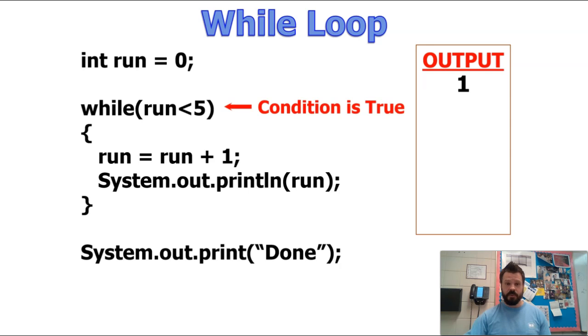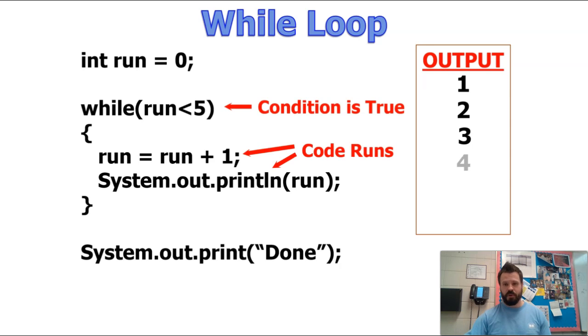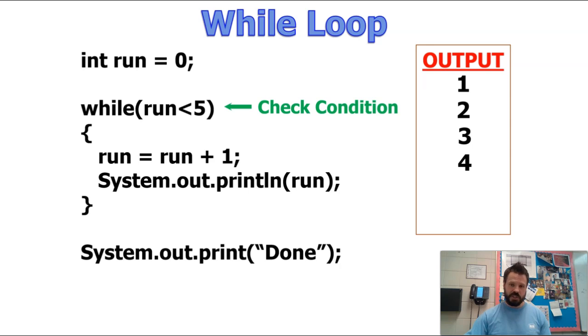That is true as well. So once again, we'll run the code. We'll print the 2. We'll go back to check the condition. Still true. Run the code. Print the 3. Back to check the condition. It is still true. Run the code. Print the 4. Back to check the condition. So the loop just keeps on going round and round until that condition is false.